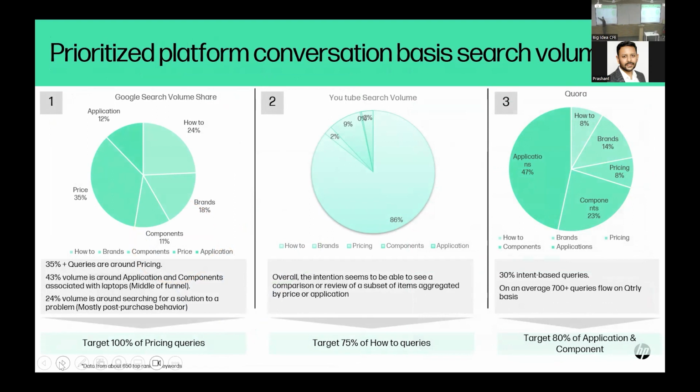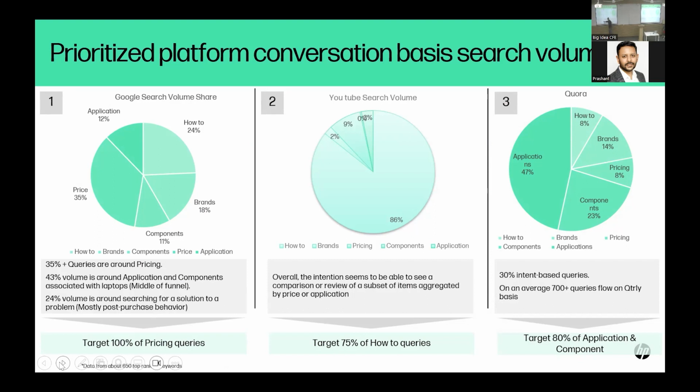People are searching for HP Pavilion price, right? Application-led searches where people are saying student laptop, and how to use a laptop for editing videos. There are brand-led searches like HP laptop, the second highest search in the country, by the way. And then component-led searches, like HP laptop with 16-inch screen, with 16 GB RAM, right?